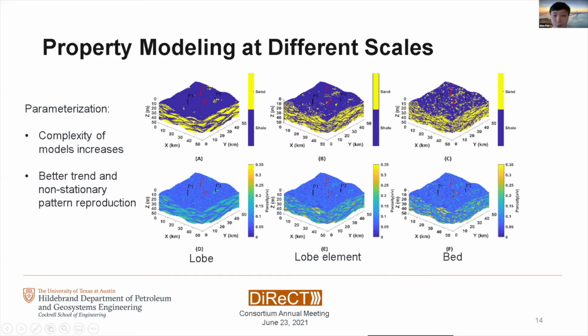And then we will go to the lobe element scale, and the property model at the lobe scale is used as the prior model for the lobe element scale. So in the lobe element scale modeling, we assume that the property distribution of lobe elements within each lobe is stationary, which is actually consistent with the geological concepts as well. And then we will calculate the trend as well as the average properties for each lobe element.